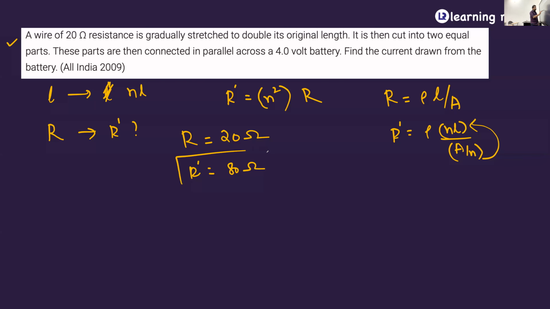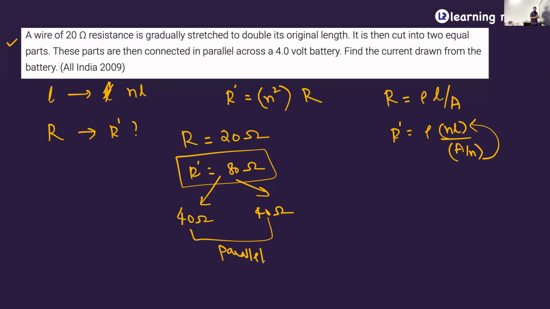Now it is cut into two equal parts. So there is a difference between stretching and cutting. When you cut, you are only decreasing the length, not the area of cross section. So when it is cut into two equal parts, there are two new resistors coming out of it, each of 40 ohm and 40 ohm. These two are connected in parallel. See, I'm doing it without drawing a diagram. Okay, I hope you are able to understand the sequence. So when they are connected in parallel, equivalent resistance will be 20 ohm. Now this 20 ohm is connected across a 4-volt battery, and what is expected to be calculated?